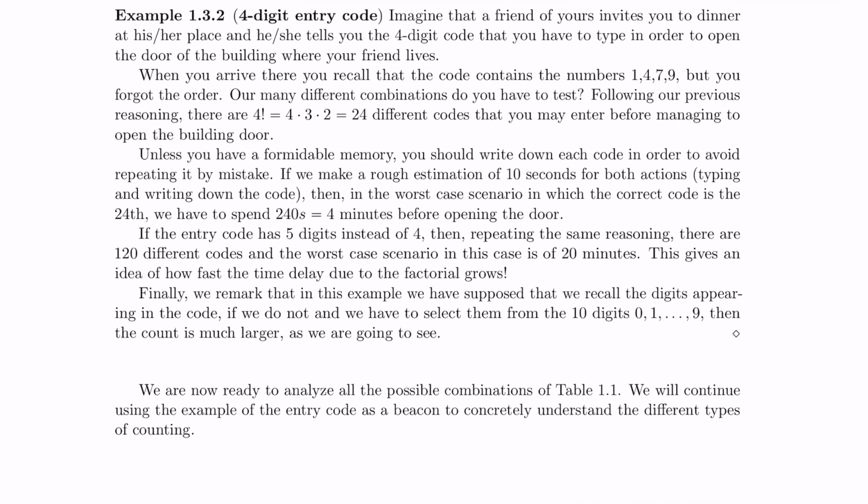Let's now put into practice the factorial with this very nice example. Imagine that a friend of yours invites you to dinner and he or she tells you the 4-digit code that you have to type in order to open the door of the building. Imagine also that when you arrive there, you recall that the code contains the numbers 1, 4, 7, 9, but you forgot the order. How many different combinations of these 4 numbers do you have to test? Well, thanks to the previous reasoning, you have to test 4 factorial, that is 24 different codes.